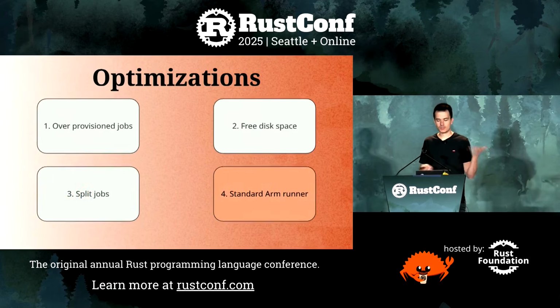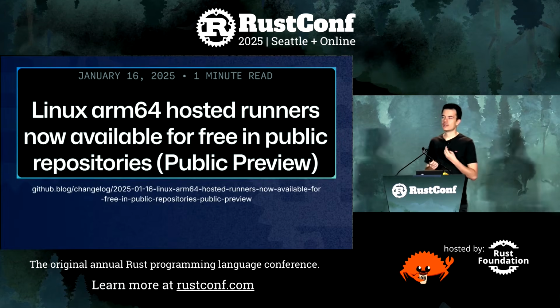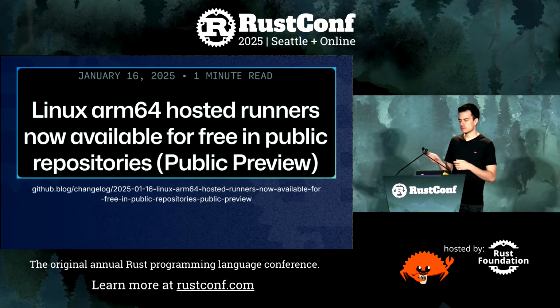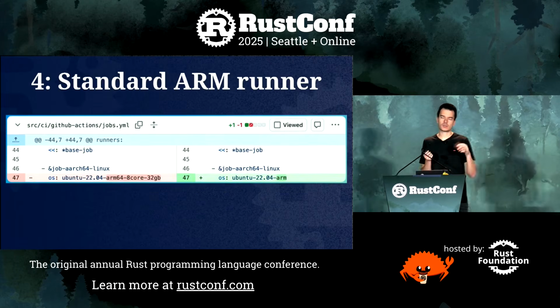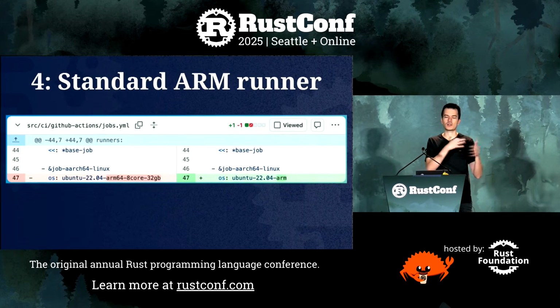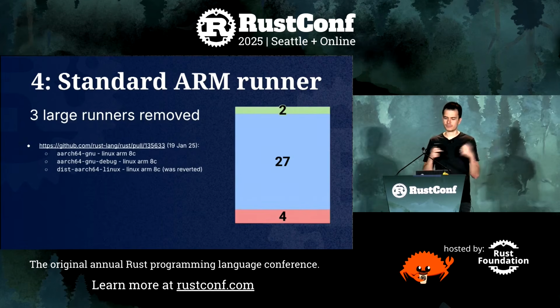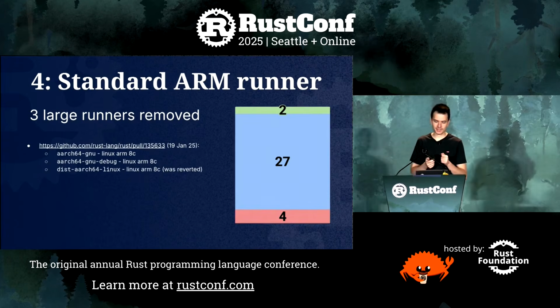OK, so the last optimization is probably the simplest. In January, GitHub announced that they made Linux ARM runners available for free for public repositories. And what we did was move from our ARM large runner to the standard one. Very simple. And with this approach, we removed 3 large runners. One was reverted in the meantime, but overall, great stuff.